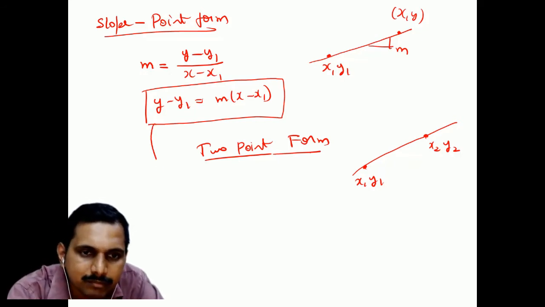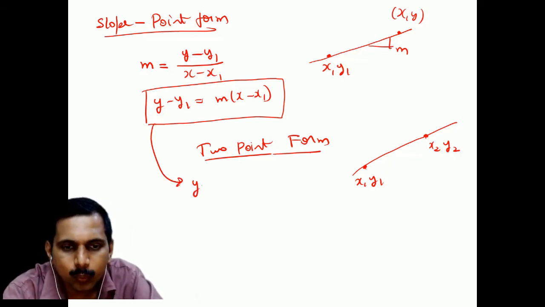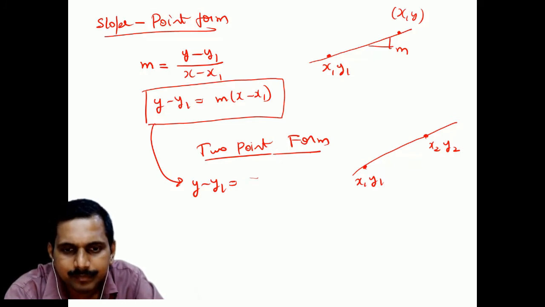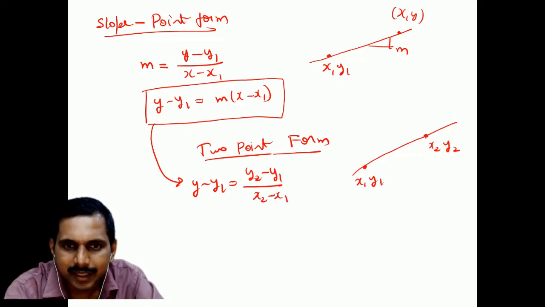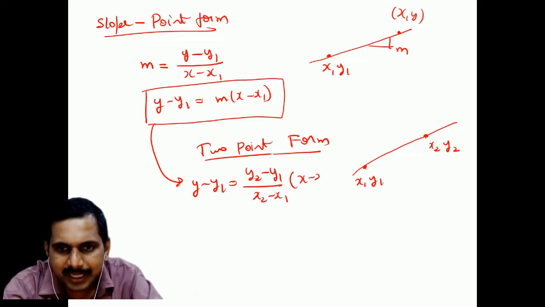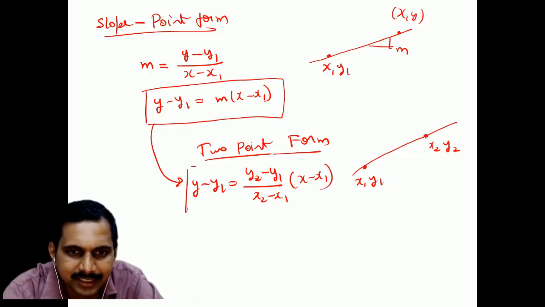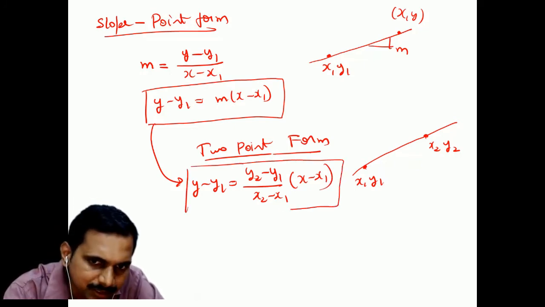We get from here. What is this? y minus y1 is equal to m. What is m? m here would be y2 minus y1 divided by x2 minus x1, into x minus x1. This is the equation. Very simple, nothing great.